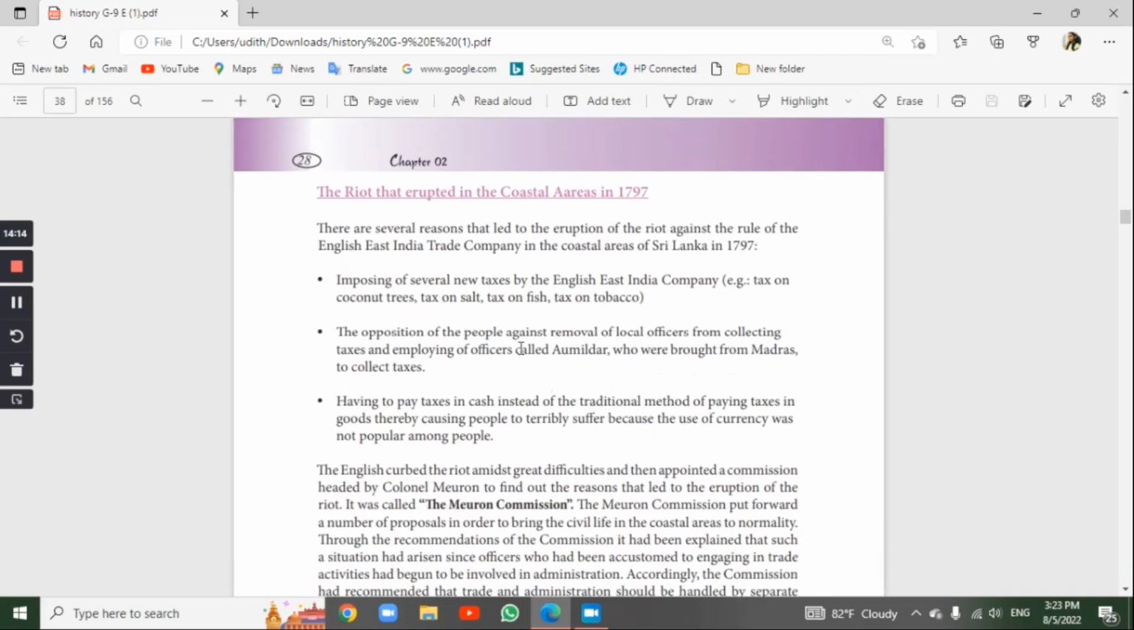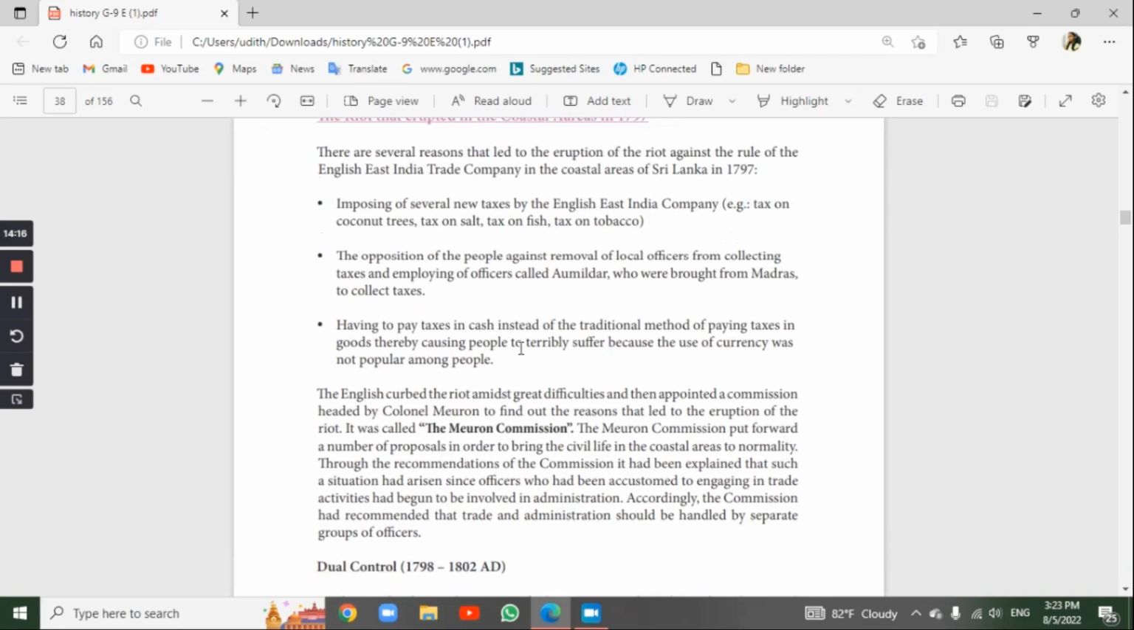The third one is having to pay the taxes in a different method. That means without paying the taxes in the traditional method, they had to pay in the modern method, with currency. The currency was not popular among the people either. This was known as the Rajkari system.